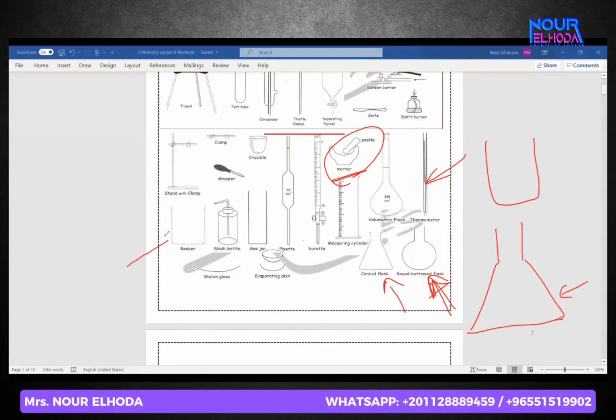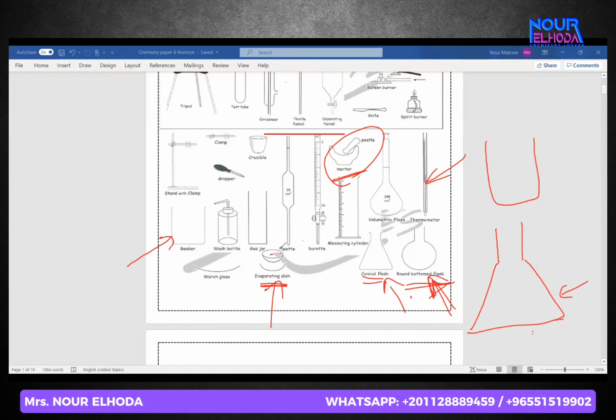Okay. Well, this is a beaker, for sure. This is an evaporating dish. In their function, both flasks are the same, but they look different. They have the same function. In the evaporating dish, if you are having water and salt, you want to separate the water from the salt, you use the evaporating dish.